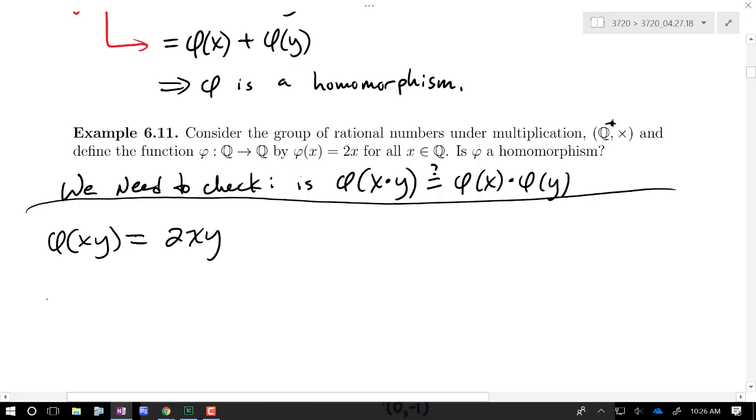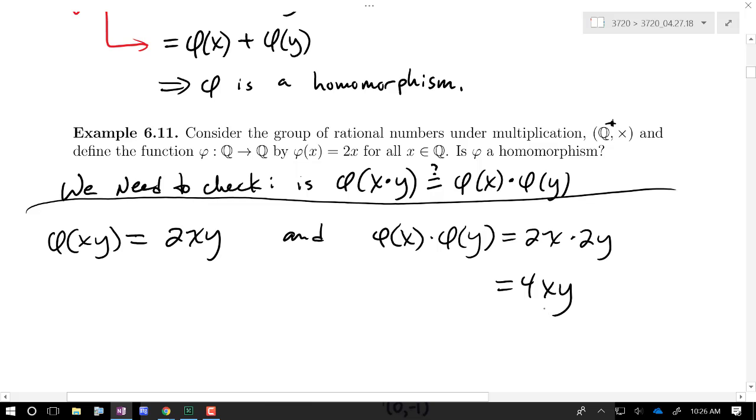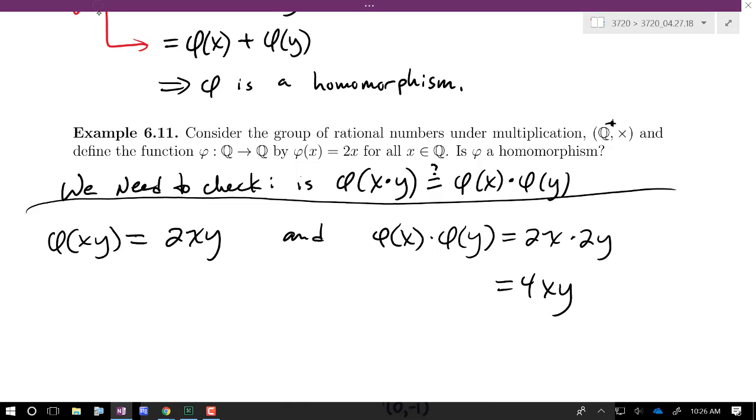But on the other hand, if we find phi of x times phi of y, we get, well, phi of x is 2x, and phi of y is 2y, and this gives us 4xy. These are, in fact, not equal.